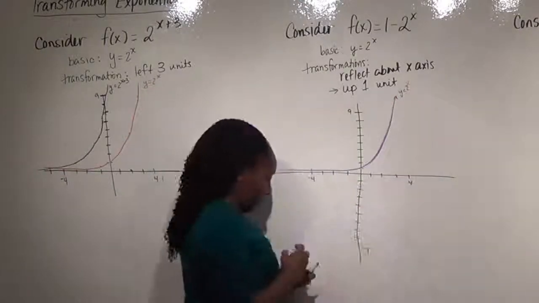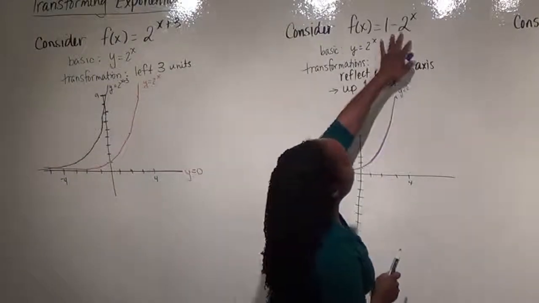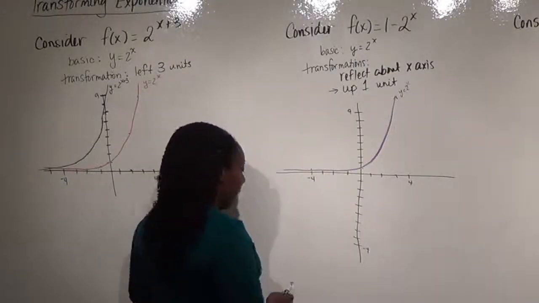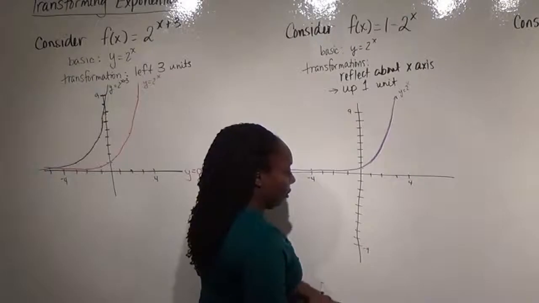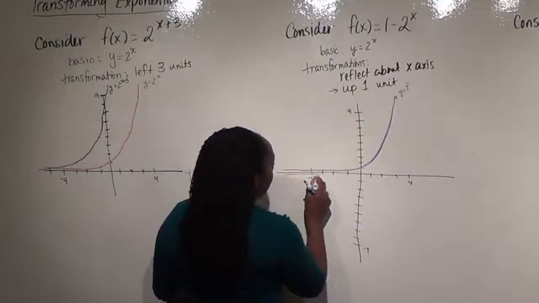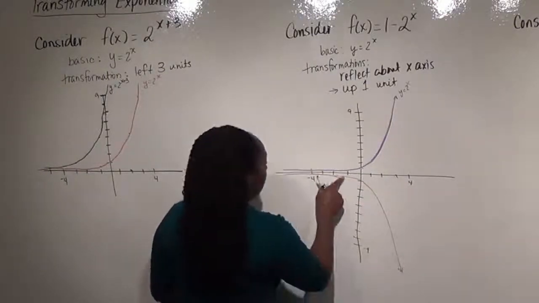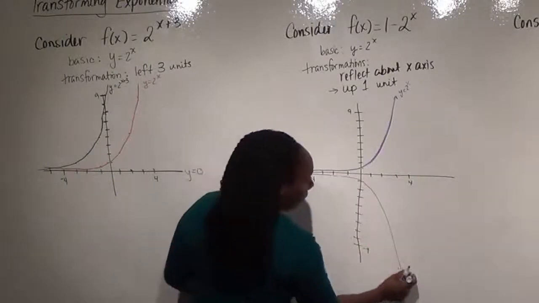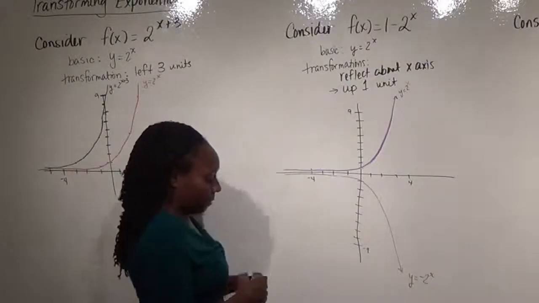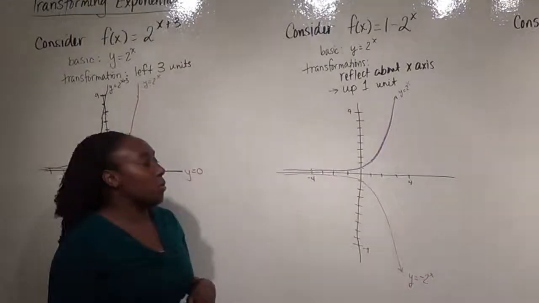When I start by reflecting, I'm going to reflect it over the x-axis. So instead of having an increasing function, it's going to change to something decreasing. So this would be y equals negative 2 to the x. Notice for both of these curves, the horizontal asymptote is still the same.